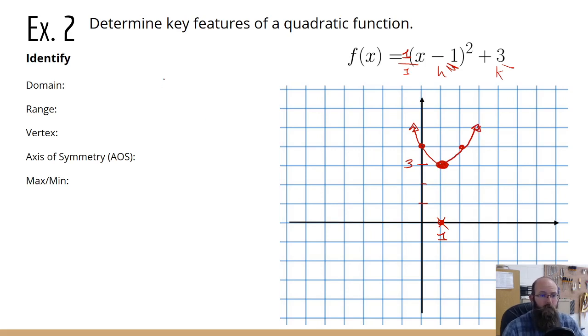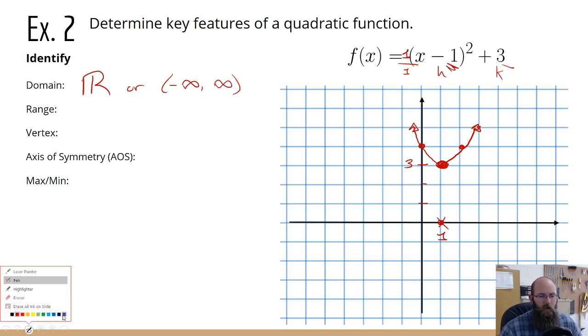Awesome. Domain. That's my x values. That's how far left and right my graph can go. And if I notice, the arrows go up and to left and right. That means forever left and right are perfectly fine. So that means all real numbers, which I can write as that symbol, or I can write as -infinity to infinity.